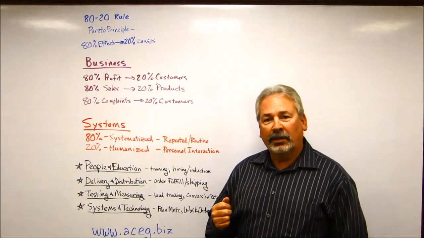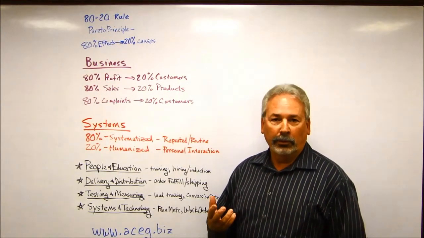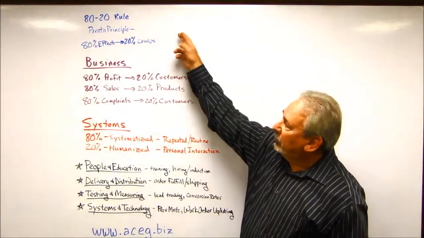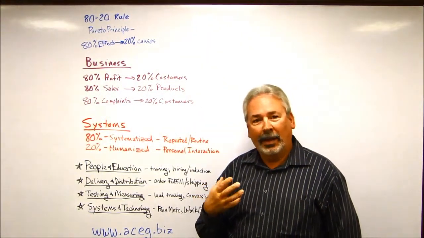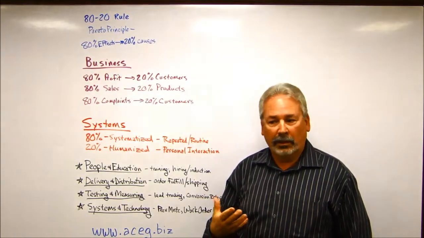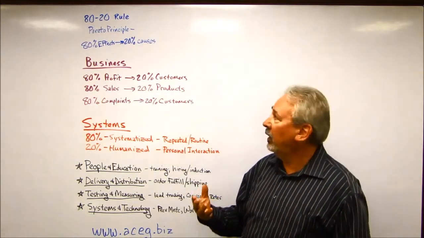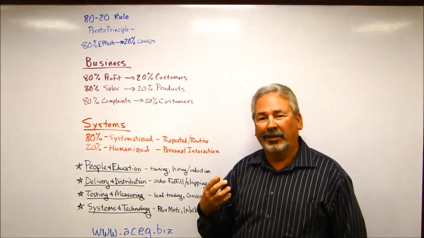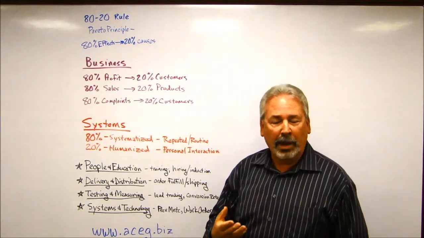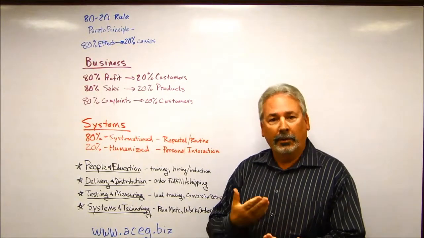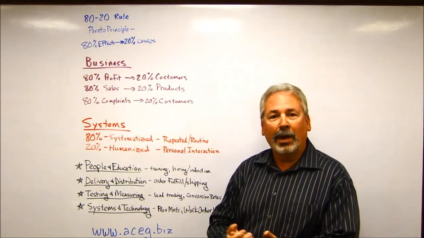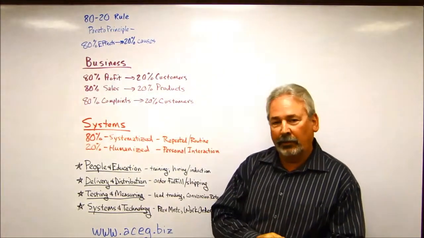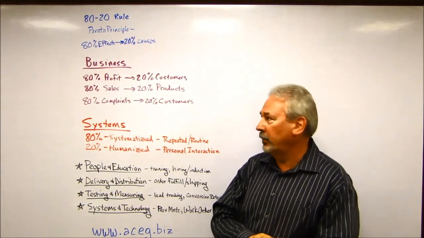This week's tip is about the 80-20 rule, which is actually another name for the Pareto principle. The Pareto principle basically says that 80% of the effects in any particular situation are created by 20% of the causes. This can manifest itself pretty much anywhere. If you look at the population, 80% of the wealth in the United States is owned by 20% of the population. It also manifests itself in business in a number of different ways.